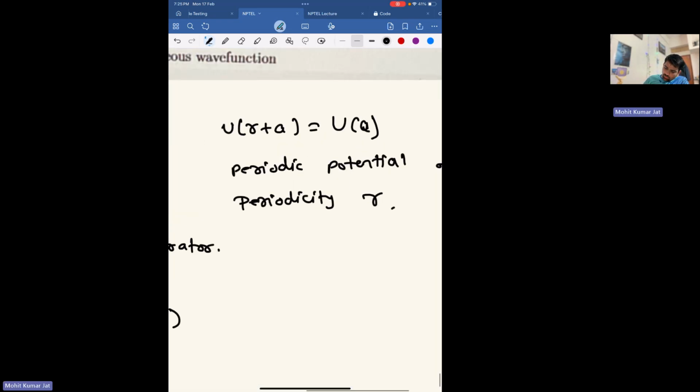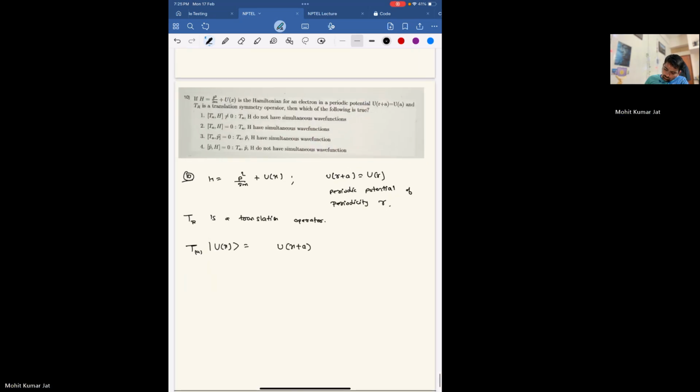In this question, this should be like this: U of r, then in that case it will predict potential, and U of x plus a can be written as U of x. That's what the predict potential means.